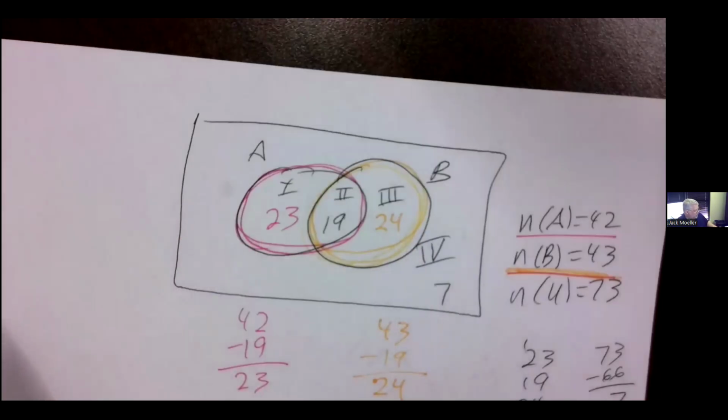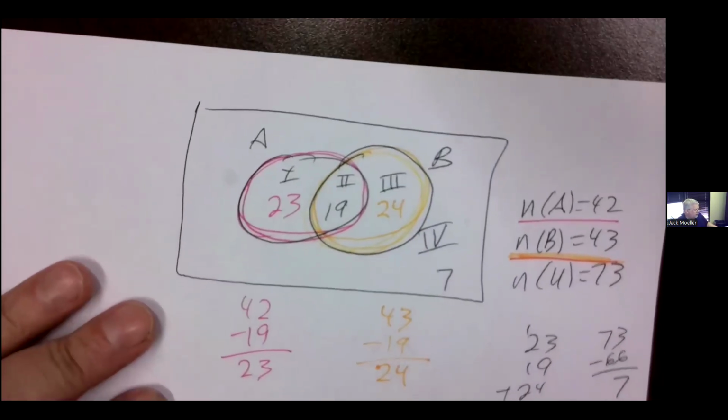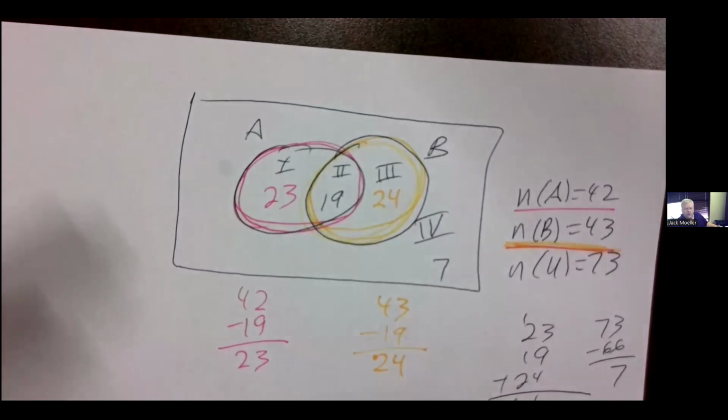Okay. All right. So now that you filled out the Venn diagram, now you answer the questions. All right. Well, on this one, it's pretty easy because they don't even ask you any tricky sort of questions. They just ask you how many elements are in each region.